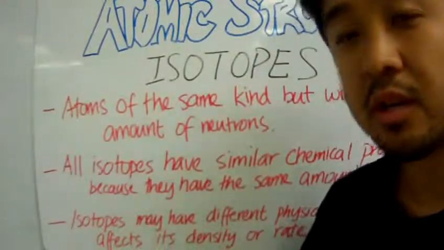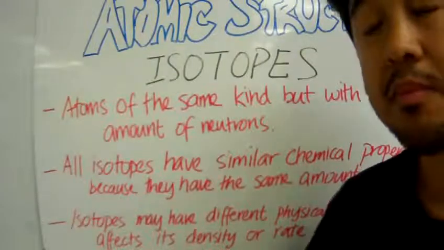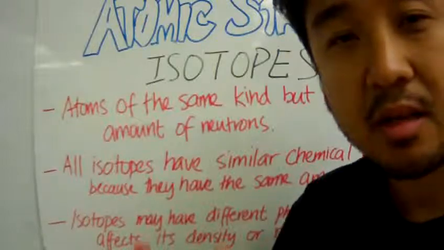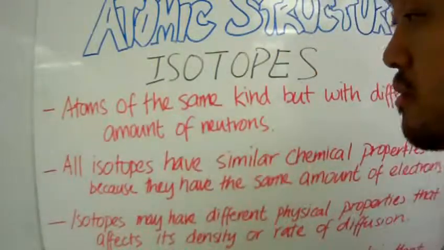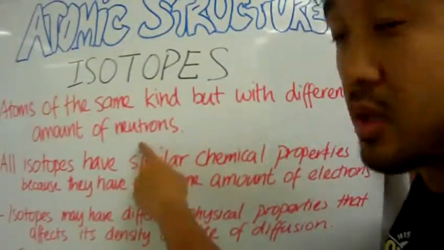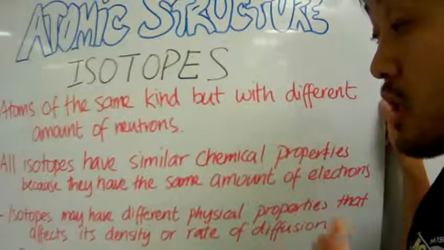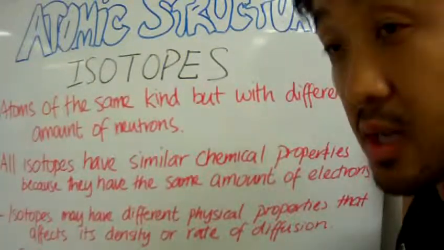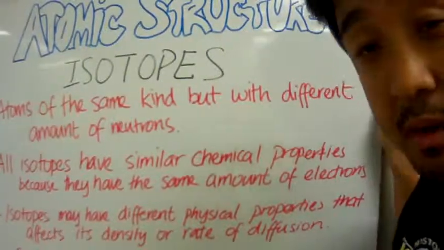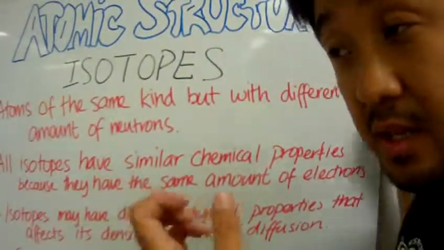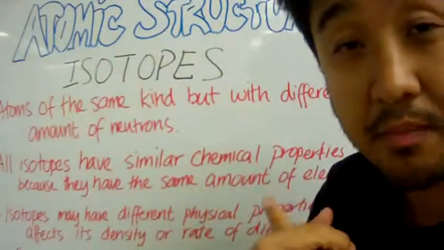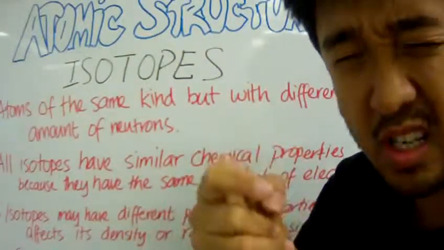Isotopes. Now we talked about isotopes in a previous lesson, and we've learned that isotopes are basically the same kind of atoms, but with different amounts of neutrons. Because of the different amount of neutrons, you will have isotopes that are heavier than other types of isotopes. In our previous lesson, we talked about hydrogens, and that there are three types of hydrogens in nature. And that we have hydrogen 1, hydrogen 2, and hydrogen 3.